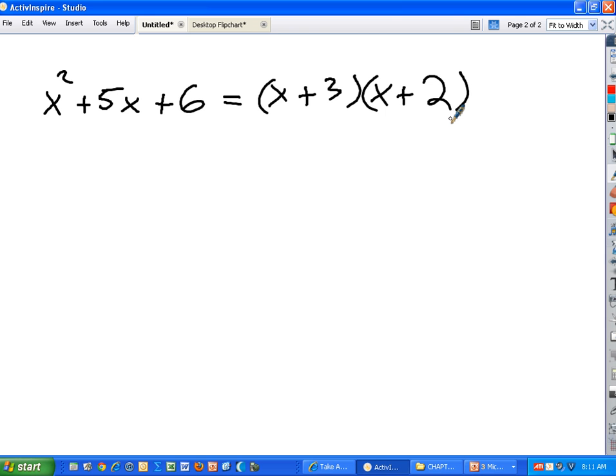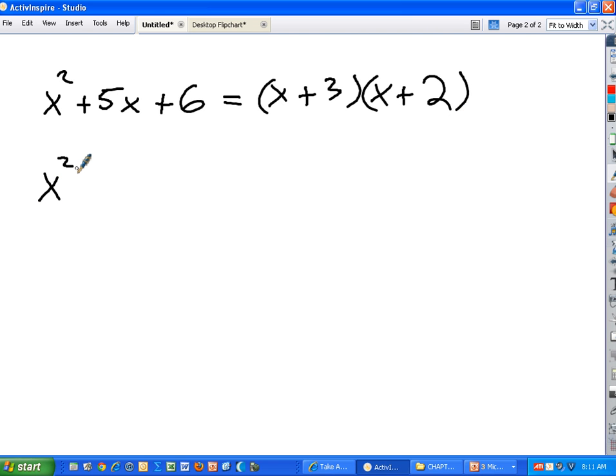I've broken this apart into a product of factors, and we know that multiplication is commutative, right? It doesn't matter the order in which I multiply things. X plus 3 times x plus 2 is the same result as x plus 2 times x plus 3. When I FOIL them out, I'm going to get the same answer either way. So it makes no difference. Okay, so I mean, you're familiar with that process. Let's maybe try one more of those.